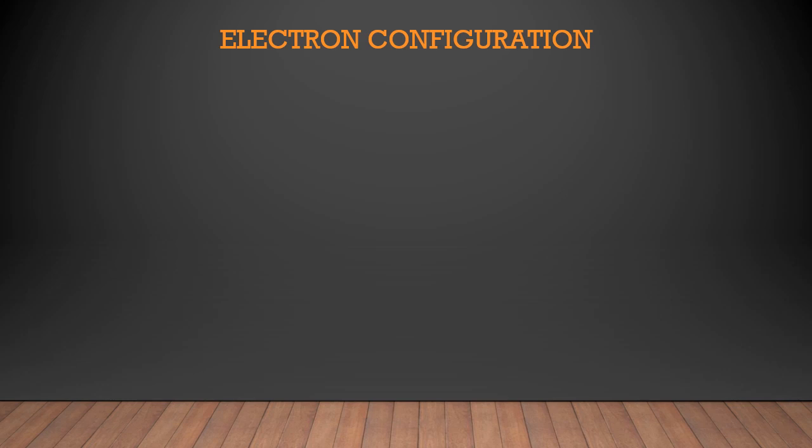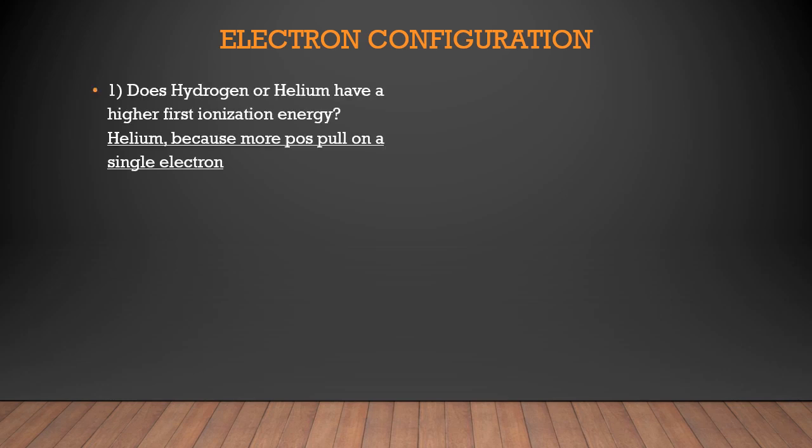Electron configuration. Does hydrogen or helium have a higher first ionization energy? Helium, because more positive pull on a single electron. Remember from the video how there are 2 protons in helium, and there's only 1 proton in hydrogen. So there is more positive pull pulling on those electrons.